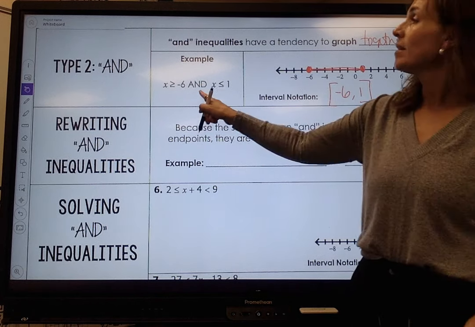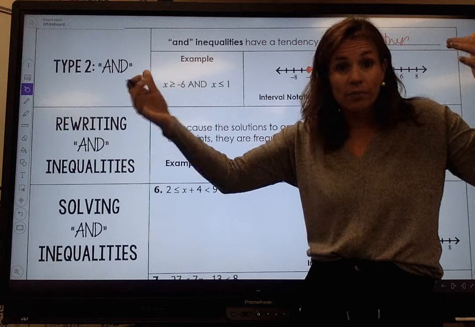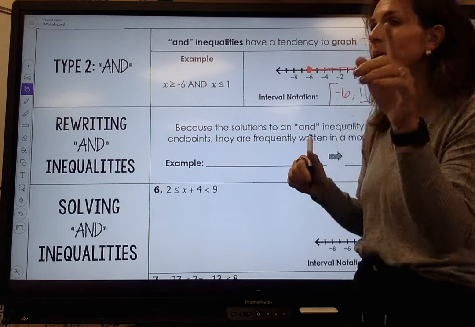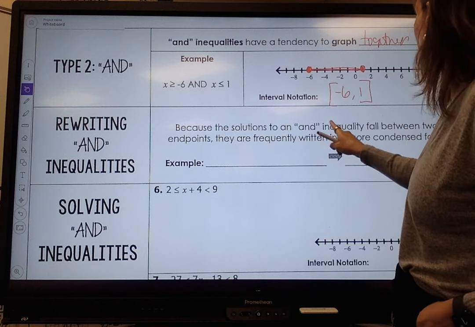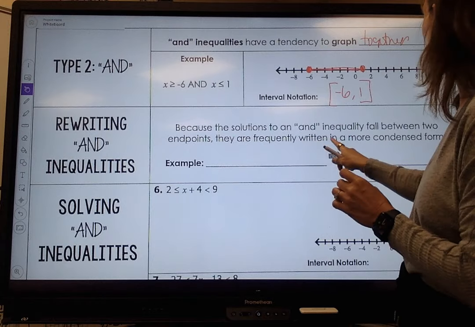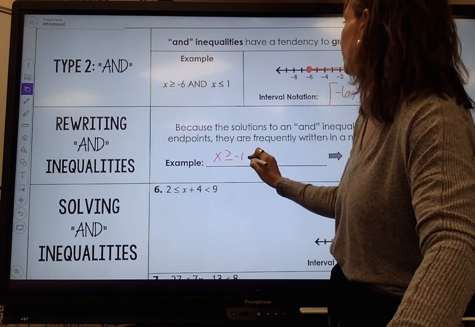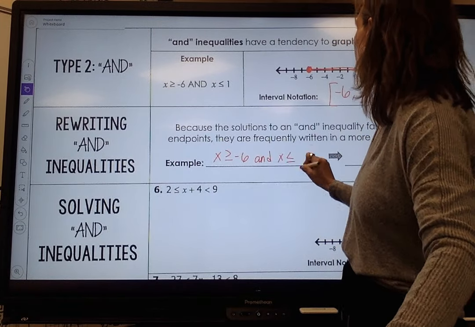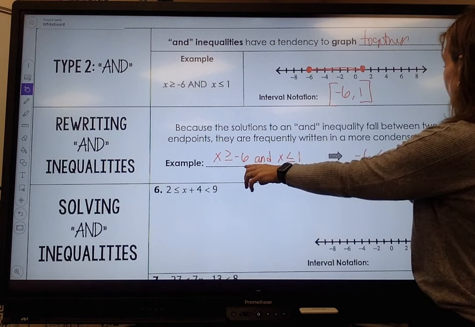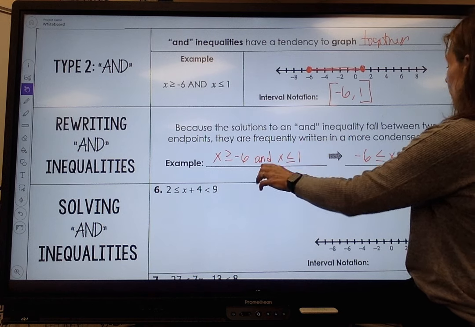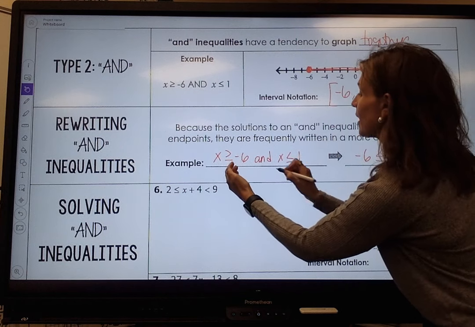Now, this is not how we write the inequality statement, okay? It's not how we write it. Or statements are written away from each other with the word or in, but not an and statement, okay? So it's very specific. Because the solutions to an and inequality fall between 2 endpoints, they're frequently written in a more condensed way. So if I take a look at this one, here's what it's going to be written as. All you're doing is you're going to say negative 6 is less than or equal to x is less than or equal to 1. Now, because of the symmetric property, when you move this inequality, this is saying the same thing.